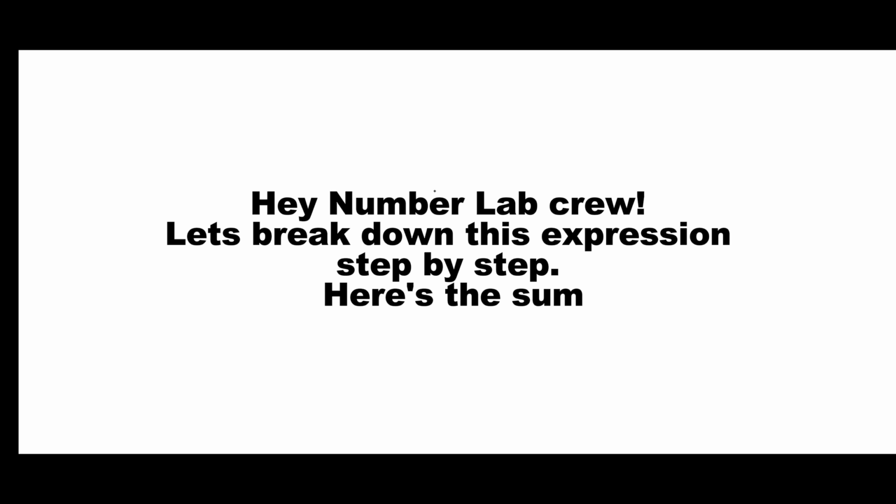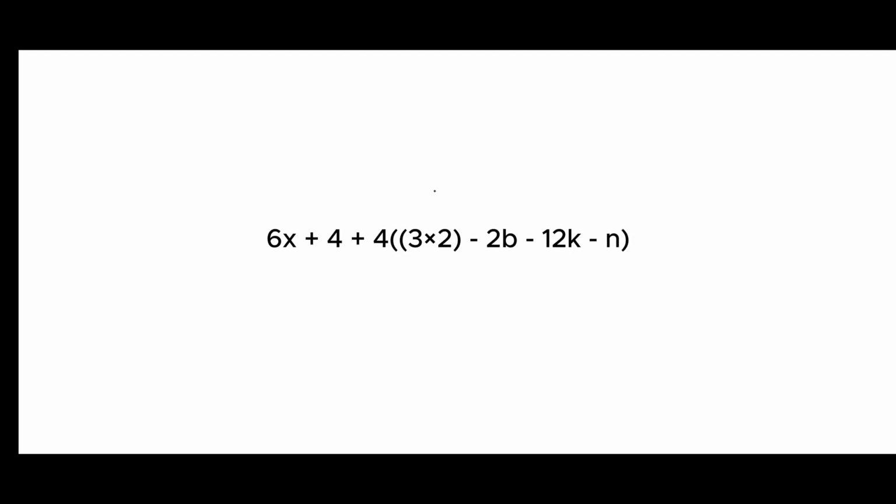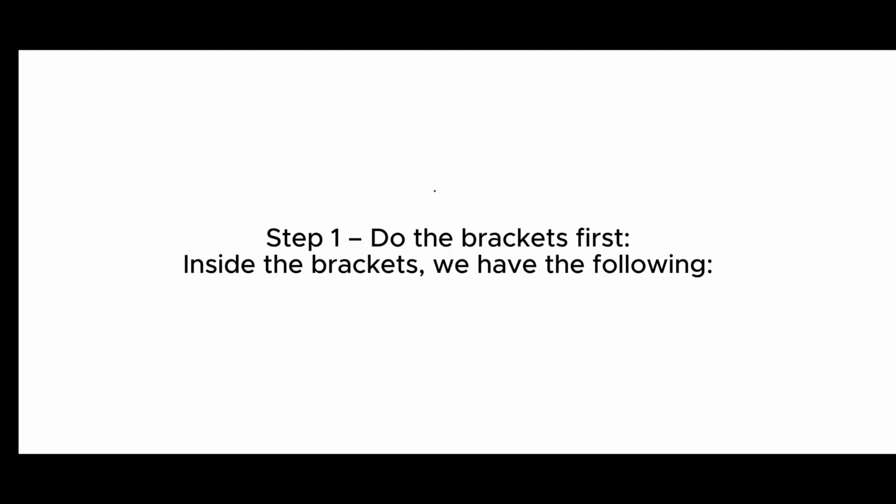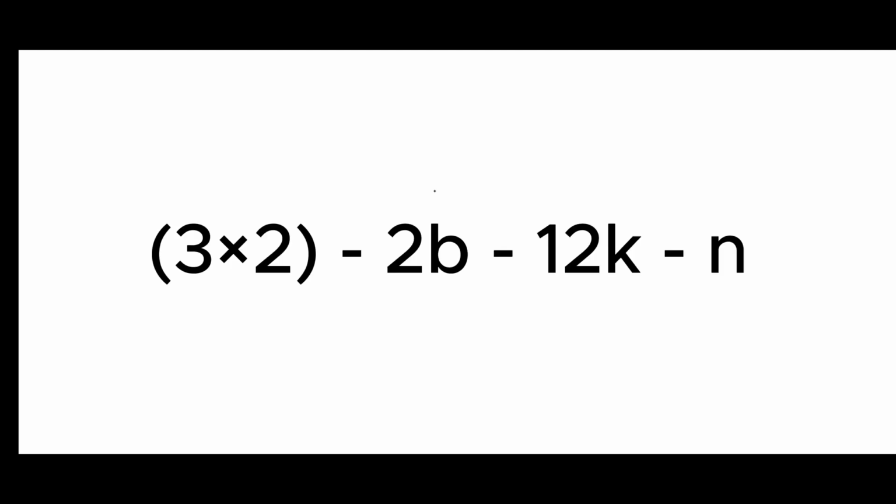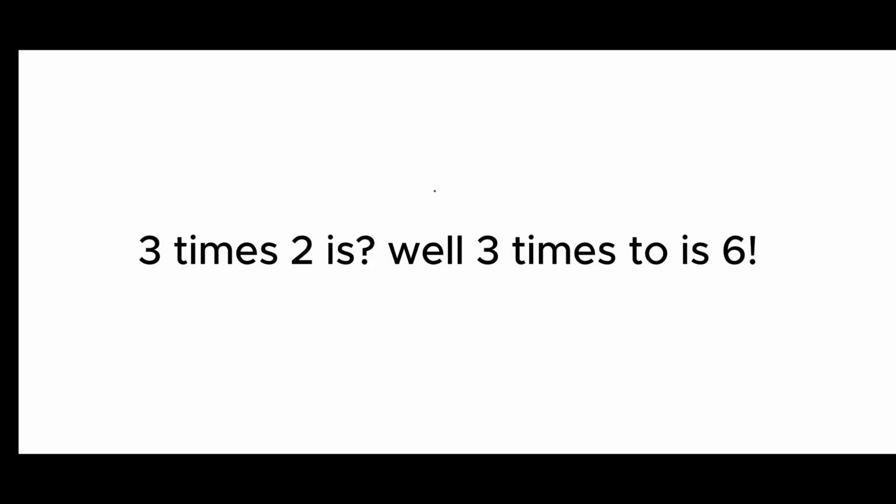Step by step, here's the sum. Step 1. Do the brackets first. Inside the brackets, we have the following. 3 times 2 is 6. So now we write it like this.